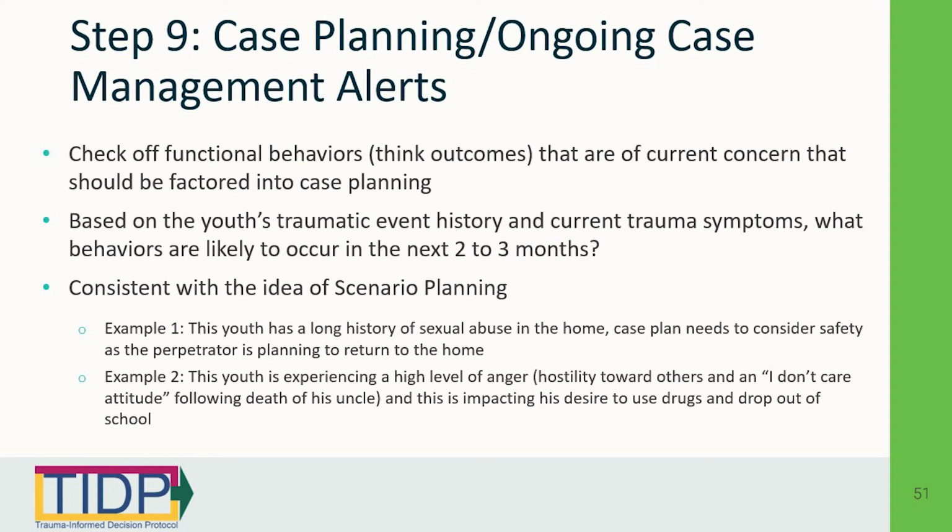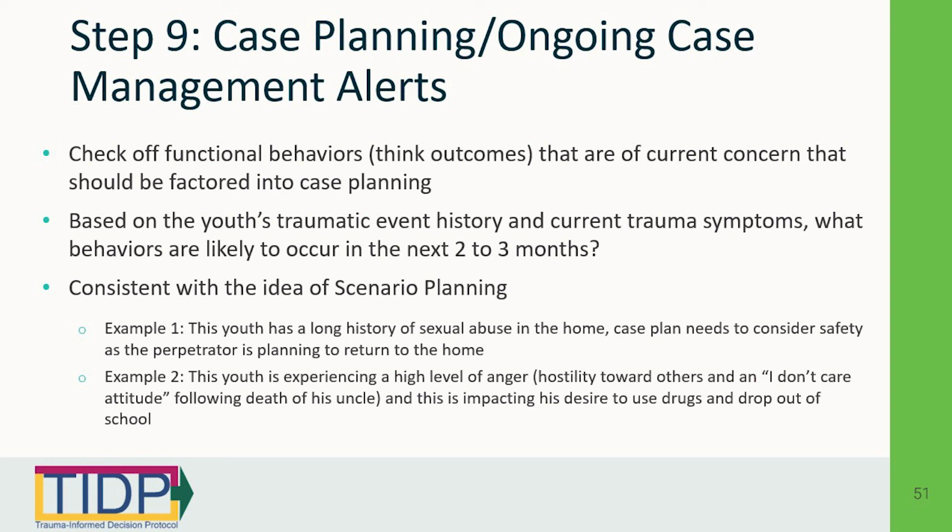So one way to think about this is, based on this youth's traumatic event history and their history of current trauma reactions that we've handled in the earlier steps, what behaviors do you think might occur over the next 2 to 3 months based on this history? And then you're going to look through that and check yes or no for the different types of functional behavior difficulties that you might think could be impacted by the traumatic events or the trauma reactions.